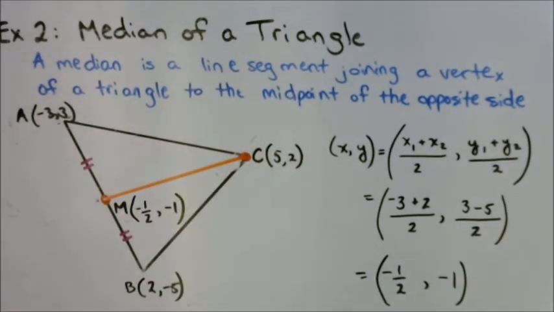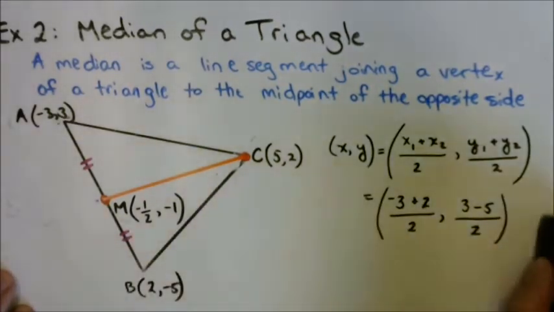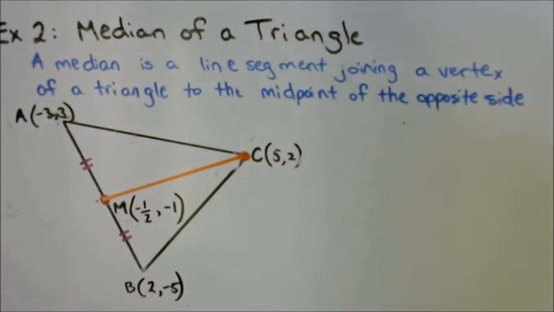Well, now that I have 2 points on that line, on that median, the next step is going to be to find the slope of the median CM. So I'm going to clear the work that I've done here. I'm going to use this point, M and C, to find the slope of that median. So step 2 is to find the slope of the median.